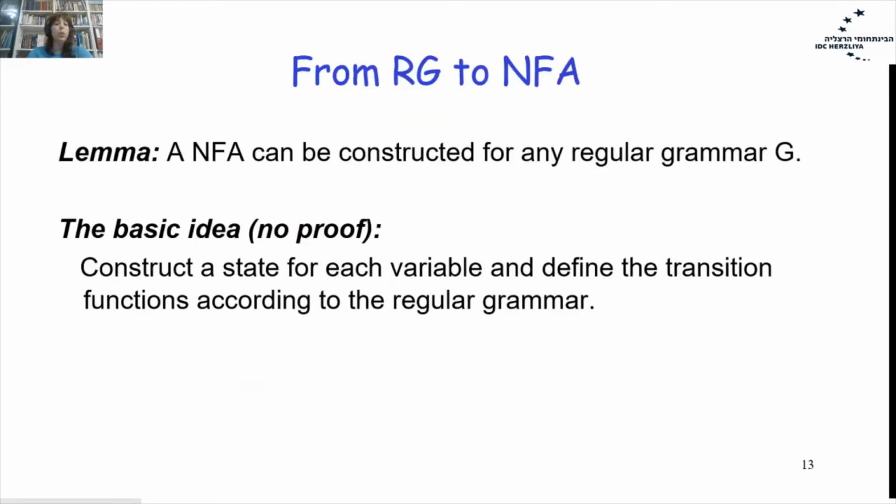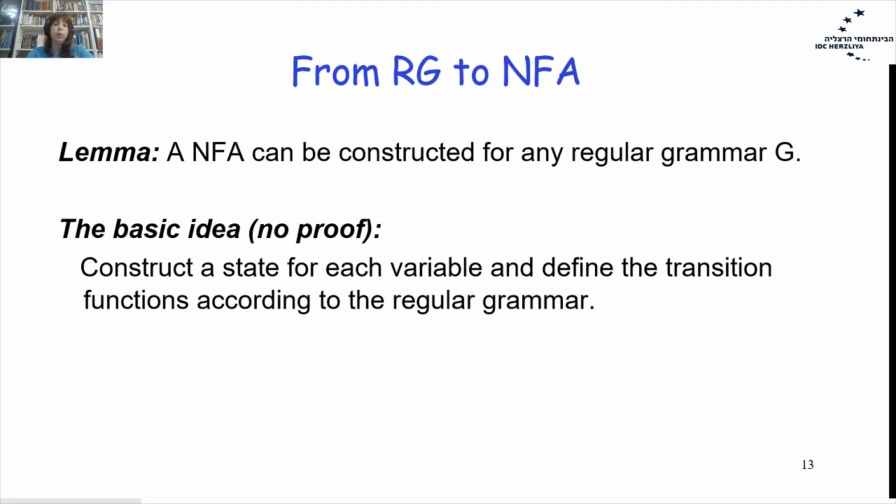Okay, let's start talking about the other direction. We are given a regular grammar and we want to construct an equivalent NFA. We will use the following lemma. An NFA can be constructed for any regular grammar G. The basic idea will be, once again, without giving a formal proof, we will construct a state for each variable. We will define the transition function according to the right-hand side of each production rule.